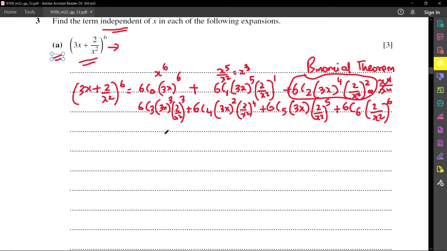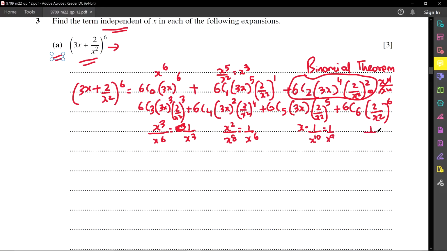And furthermore, when you proceed, this is x cube divided by x power 6. So this will give you the 1 by x cube term. And here it is x squared by x power 8. So you get 1 by x power 6. And here this is x times 1 by x power 10. So you get 1 by x power 9.